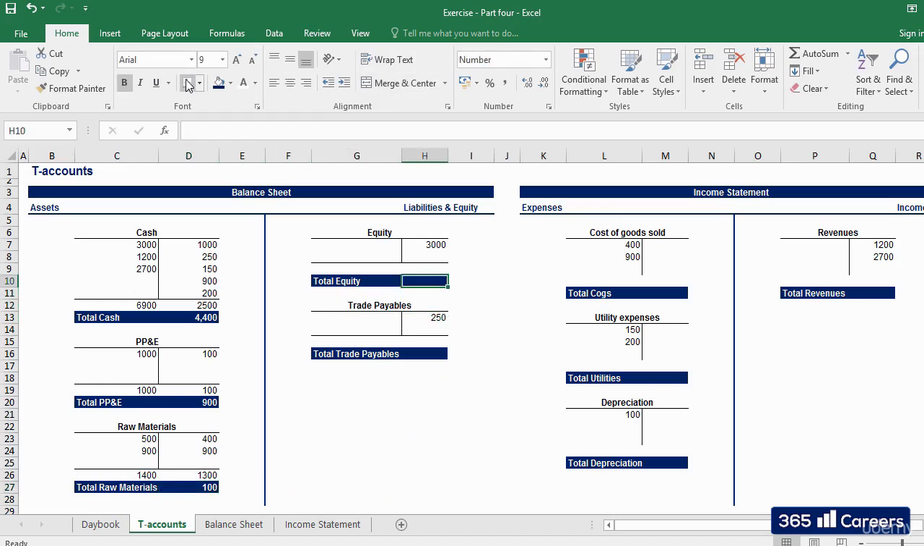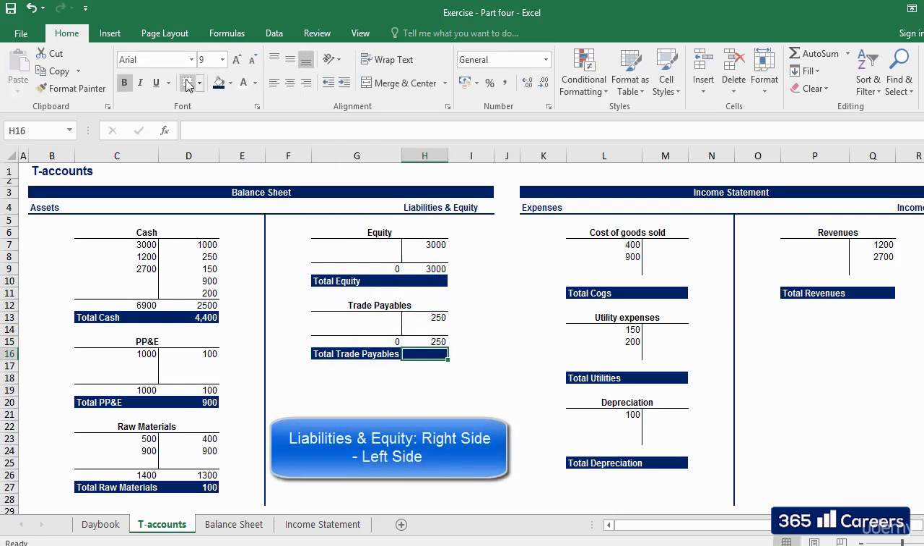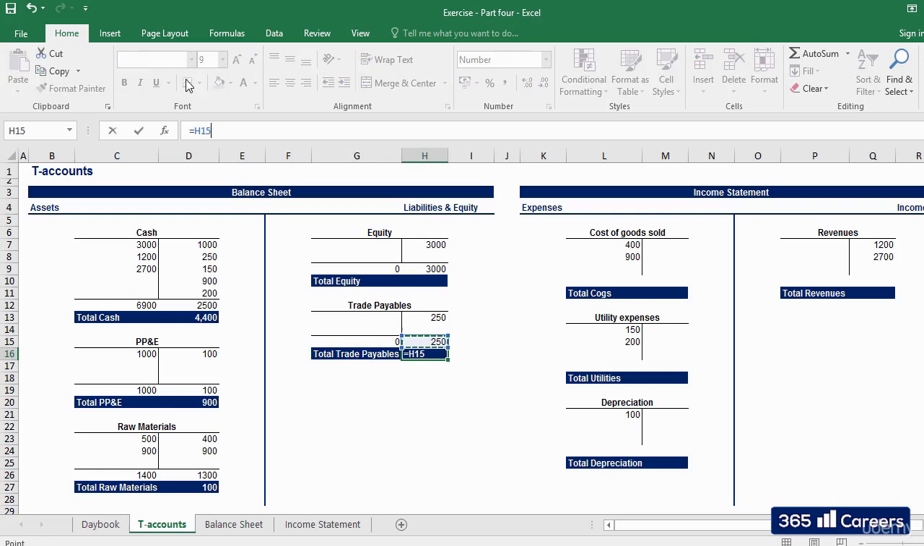On the right side are all liabilities and equity. However, there is one slight difference. When we calculate their balance, we need to subtract in the opposite direction. So, for example, when I calculate the balance of trade payables, I will take the difference between 250, which is on the right, and a hypothetical value which could have been on the left side.